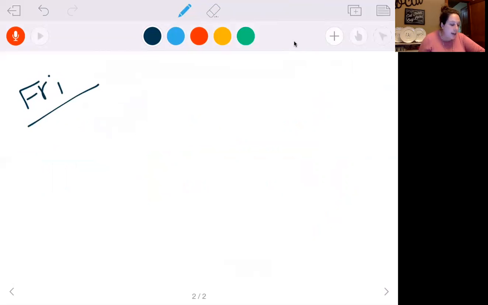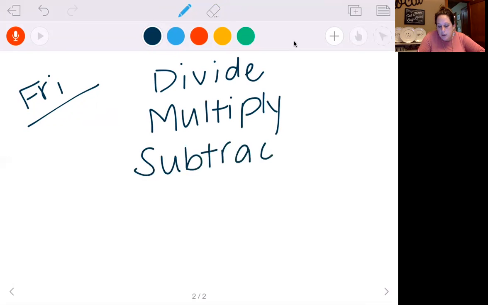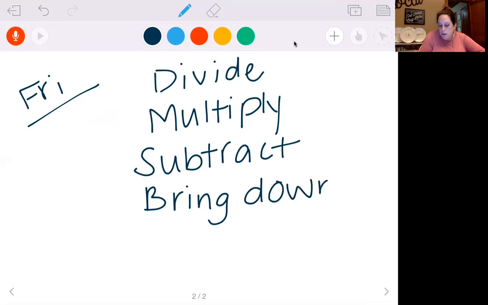All right, so our steps for division are pretty simple. We divide, multiply, subtract, bring down. Okay, divide, multiply, subtract, bring down. That's kind of how I always say it. Divide, multiply, subtract, bring down.